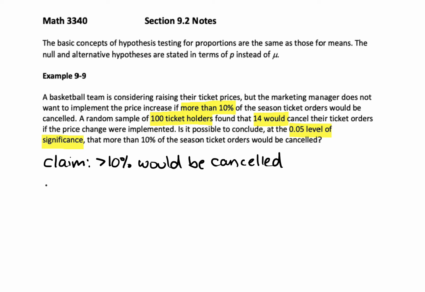So let's write our null and alternative hypotheses. As usual, I'm going to start with the alternative. So my alternative hypothesis is going to be that P is greater than 10%. And when we write these with proportions, we're going to want to convert percentages to decimals. So 10% I'm going to write as 0.10. My null hypothesis is the opposite of that, so it's that P is less than or equal to 0.10.